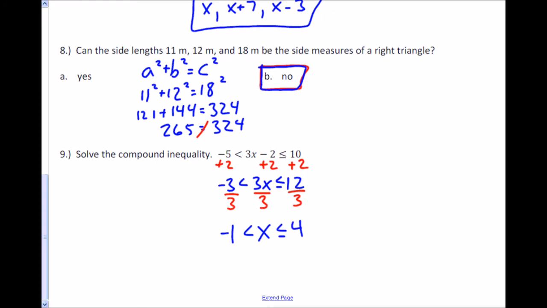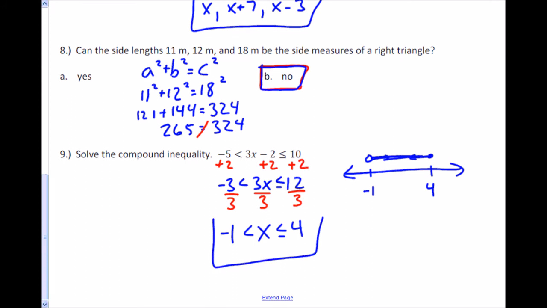And then I just want to graph this real quickly to make sure that there's overlap. With an "and" inequality like this, we need to have overlap for it to be true. So I've got an open dot here, a closed dot here. I want to be bigger than this value, but smaller than this value, and so they're going to overlap in between. So now I know that this is a valid solution. Okay?